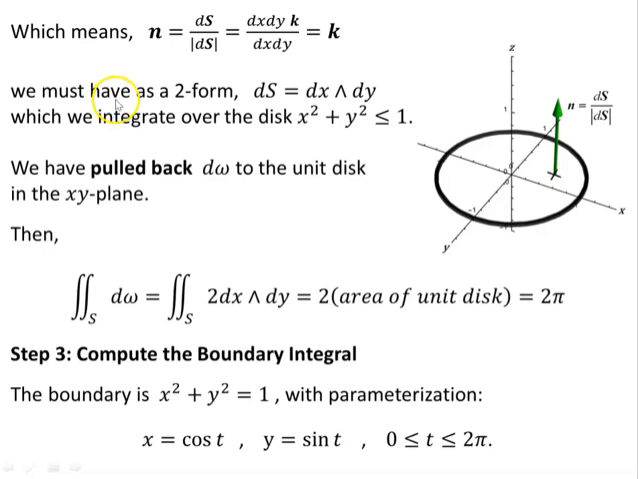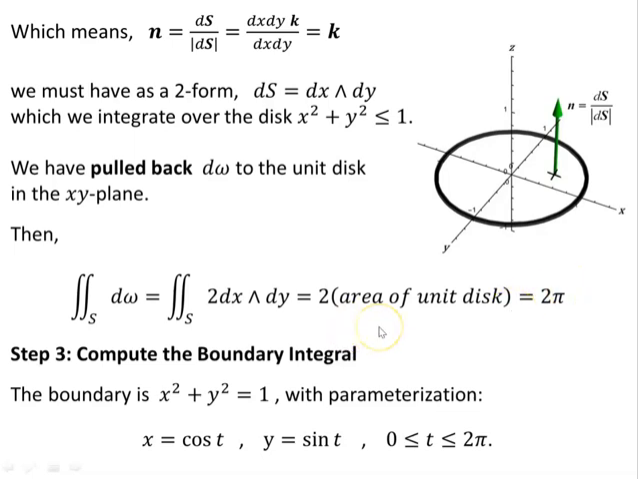We must have as a 2 form ds is dx wedge dy, which we integrate over the disk x squared plus y squared less than or equal to 1. We have pulled back d omega to the unit disk in the xy plane. Remember, we pulled back from 3 dimensions to 2. Then the integral over the surface of d omega is the integral of 2 dx wedge dy, which is 2 times the area of the unit disk, and the area of a unit disk is pi r squared. R is 1, so it's just pi, and with the factor 2 we get 2 pi.